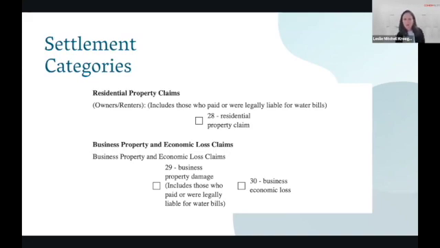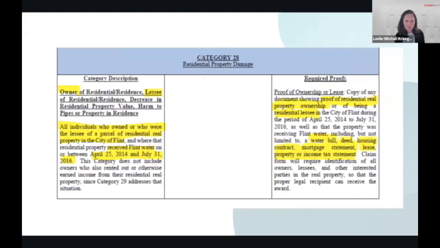If you owned a business property and you had a loss, you had an apartment building, for instance, and you had a loss, or you own a non-property business and you had a loss, it's 29 and 30. We'll go over those specifically. Let's go to the next slide, Beth. All right, category 28, residential property damage. This is an owner or a lessee. Time period is between April 25th, 2014 and July 31st, 2016.